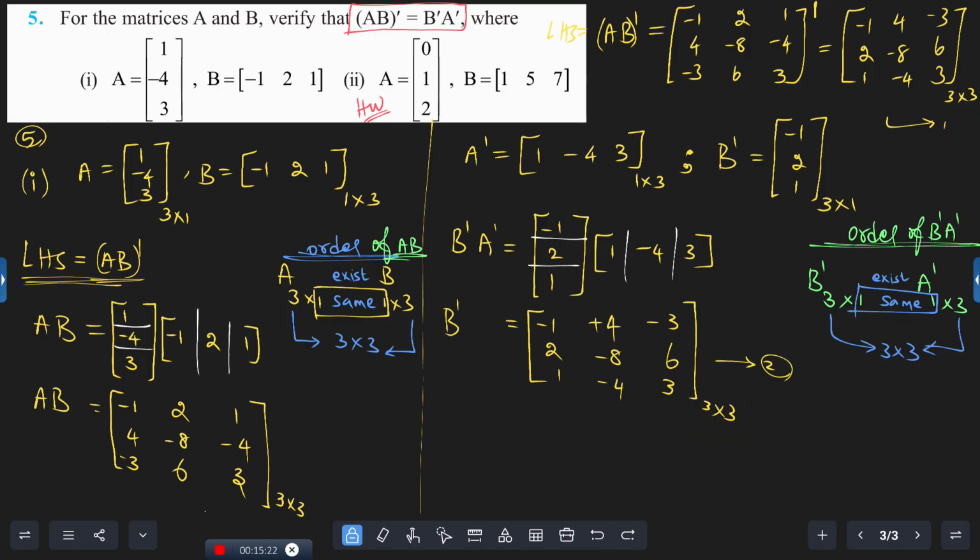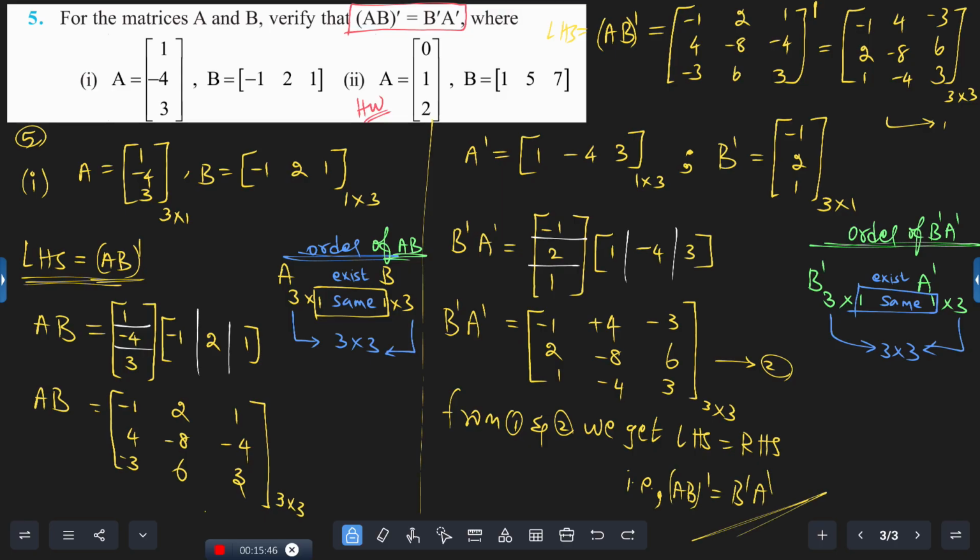Now you can compare 1 and 2 to see whether they are the same or not. If it is the same, then what we have done is correct. So what you have to write finally: from 1 and 2 we get left hand side is equal to right hand side, that is (AB) whole transpose equals B transpose A transpose.